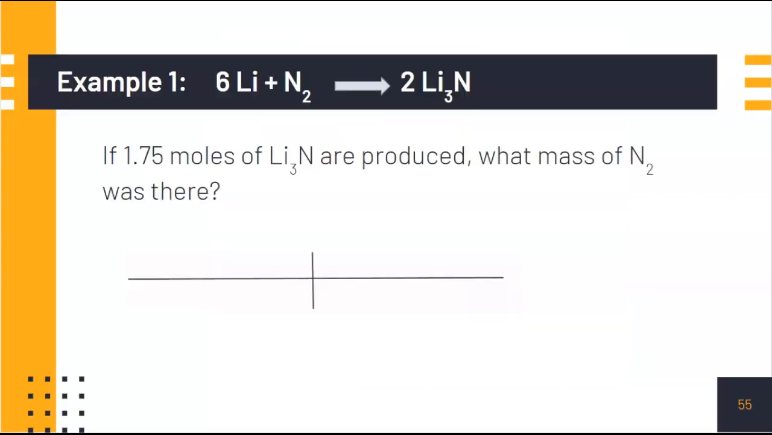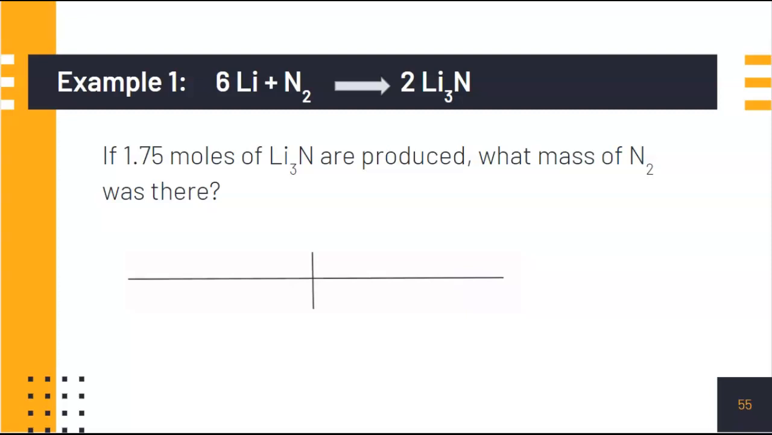Okay. So for all of our examples today, we're going to use the same basic equation here. 6 lithiums plus 1 nitrogen gas molecule. Remember, nitrogen is a diatomic. That's why it's N2. Makes 2 lithium nitrides. Okay. So one example of a problem you could see is if you got 1.75 moles of lithium nitride that are produced, what mass of nitrogen was there?